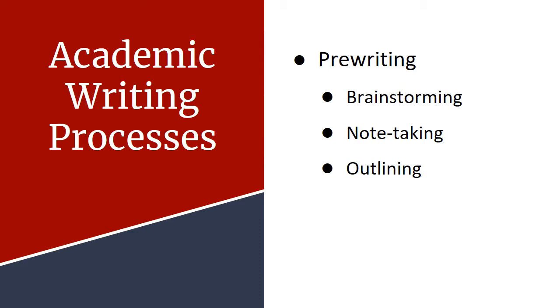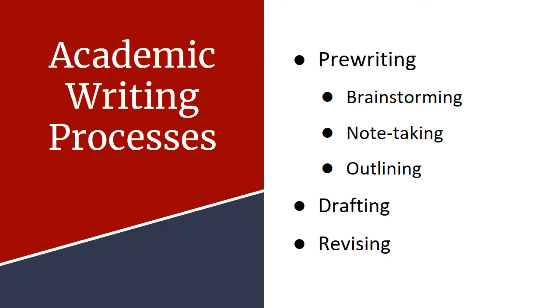Then they take those notes and they create an outline. An outline is like a plan for the paper, where it has the most important ideas listed, but it doesn't have complete sentences written. We don't write complete sentences until we get to the drafting stage of the process. And drafting is where we write the paper, at least in an initial form.